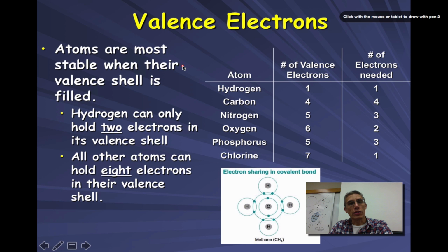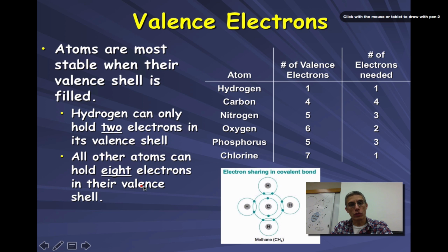Now, when you look at valence electrons, most atoms are going to be stable when their valence shell is filled. What that means is, if you look here, carbon is relatively stable because as it bonds with these hydrogens, the entire shell is filled. Typically, the maximum number of electrons you can have in a shell is normally going to be 8. So this entire shell is filled. Hydrogen can only hold 2 electrons in its valence shell. All other atoms can hold 8.